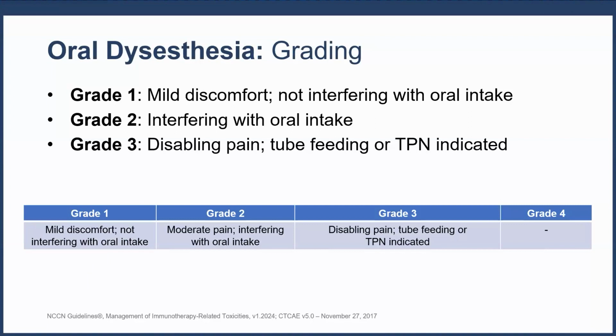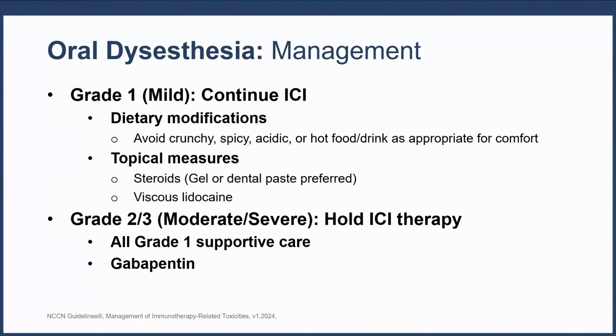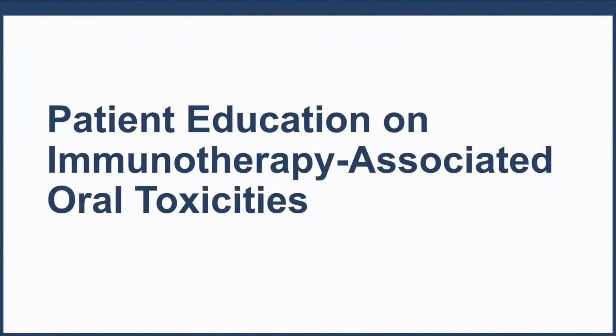The grading all has to do with pain, and so I have it listed for you here in the grading that you would expect: mild discomfort extending all the way to disabling pain. And for treatment, really, it's focused on, again, those dietary modifications, topical measures, using some oral anesthetics in this case with more mild pain, but then extending into the grade 2-3 range, adding in that kind of neuropathic pain treatment of gabapentin. And that's the extent of that section so far.